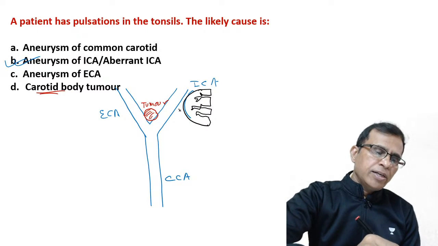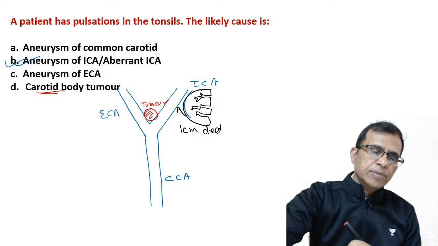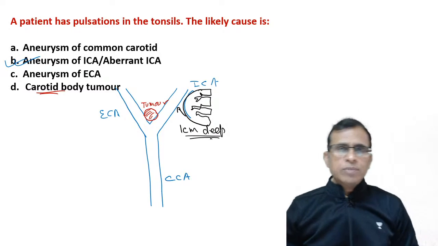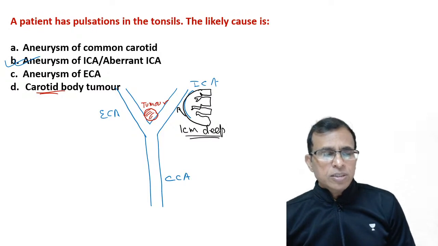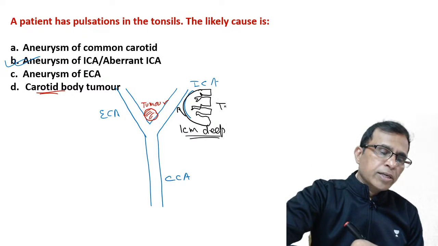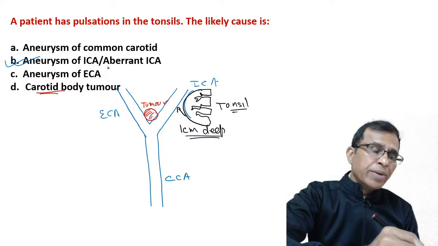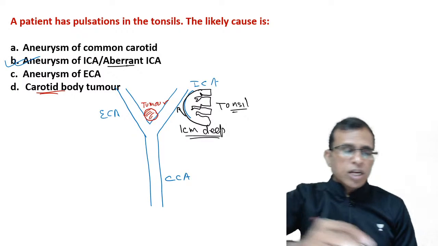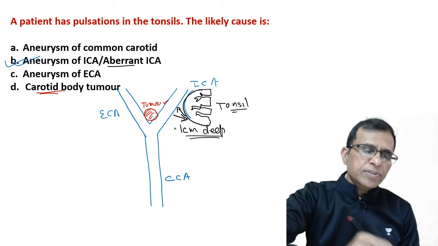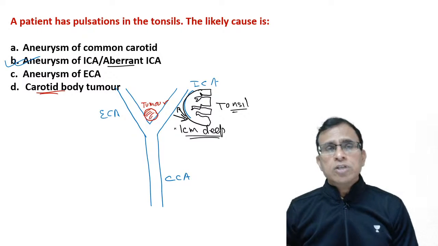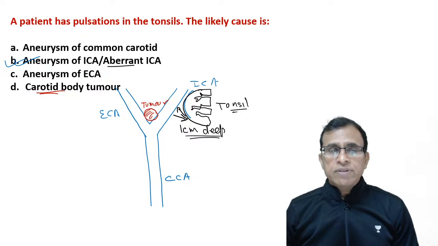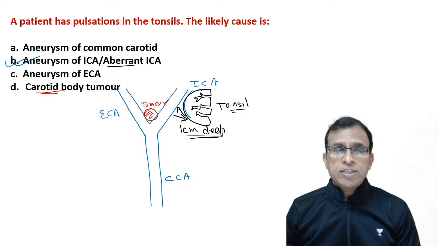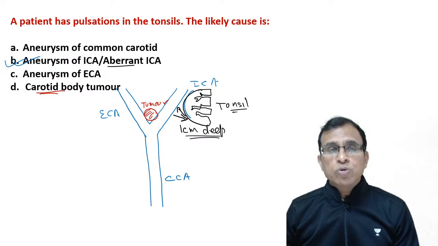From the tonsil, internal carotid is roughly 1 centimeter deep. If you go 1 centimeter deep from the tonsil, then you encounter the internal carotid artery. So if the internal carotid is aberrant, it means it is not in a normal position. If it shifts a little bit here towards the tonsil, if you start touching the tonsil, then when the blood is flowing through this carotid and the pulsation happens, the tonsil will also move with that.